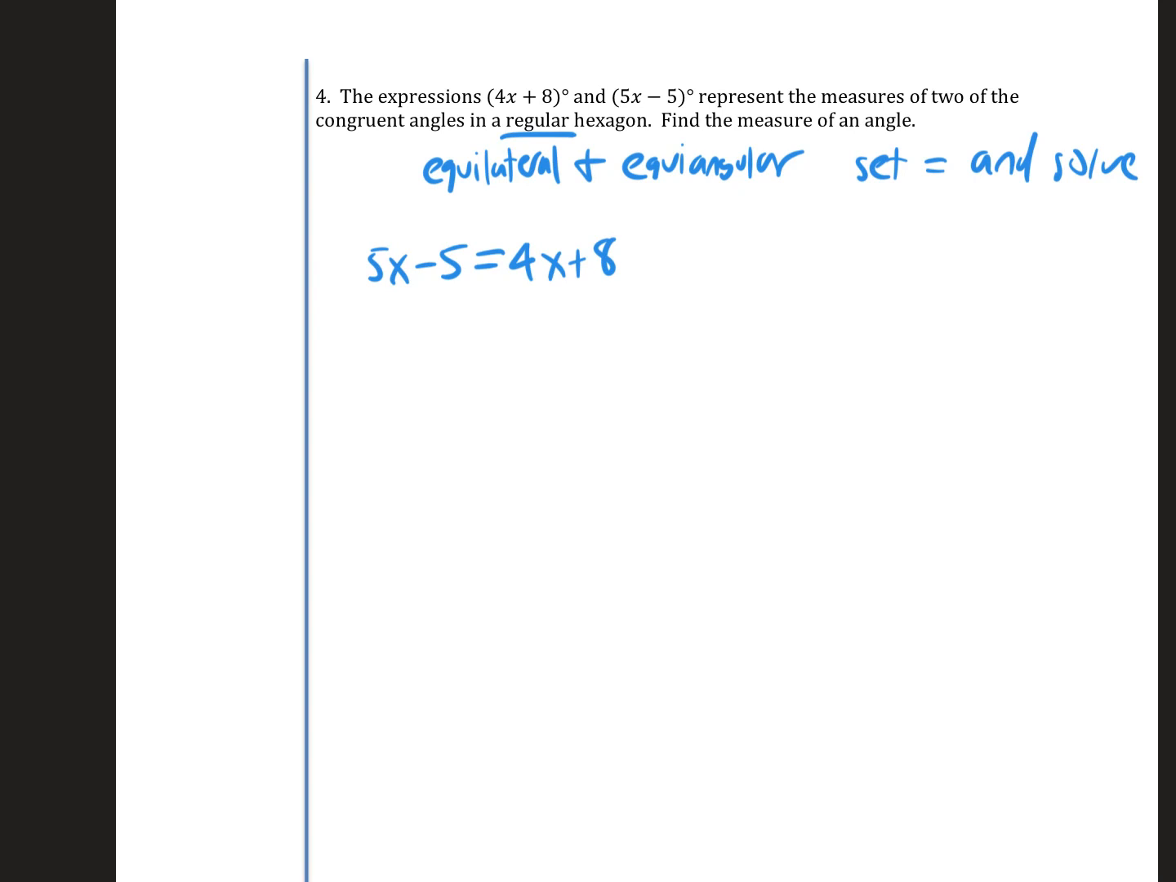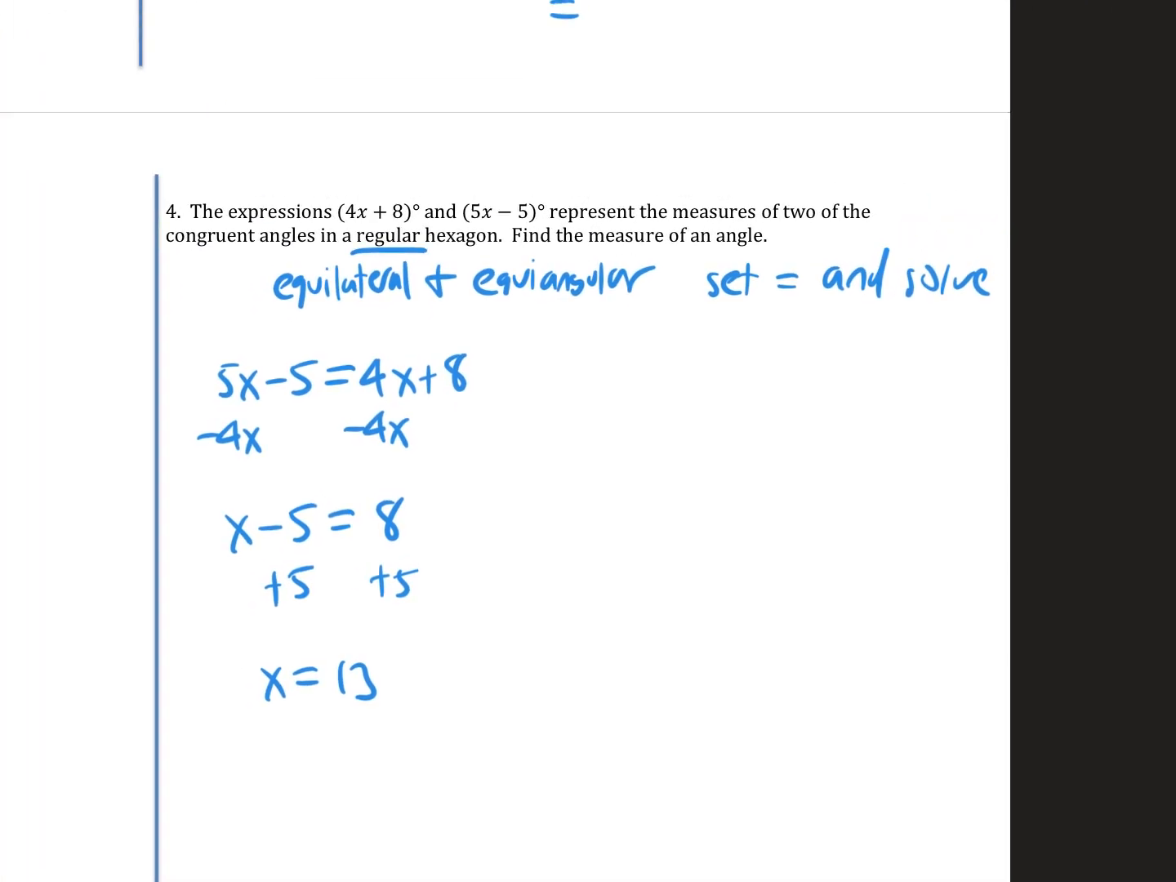All right, let's solve this from here. We're going to subtract 4x from both sides. We get x minus 5 equals 8. We add 5 to both sides. We get x equals 13. All right, now which one do you want to plug into? 4x plus 8 or 5x minus 5? I'm going to plug into 4x plus 8. Actually, let's do 5x minus 5 this time. Why not? You can plug into either one, though, because they're congruent.